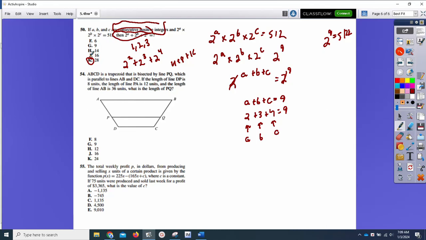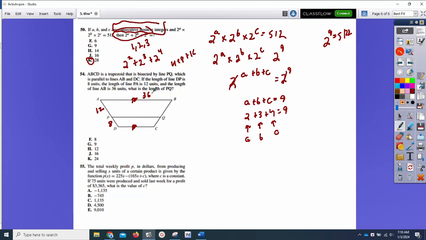54. ABCD is a trapezoid that is bisected by line PQ. Bisected means you are cutting it in half, which is parallel to lines AB and DC. Put my little parallel symbols in there. If the length of line DP is 8 units and PA is 12, and the length of line AB is 36, what is the length of PQ?